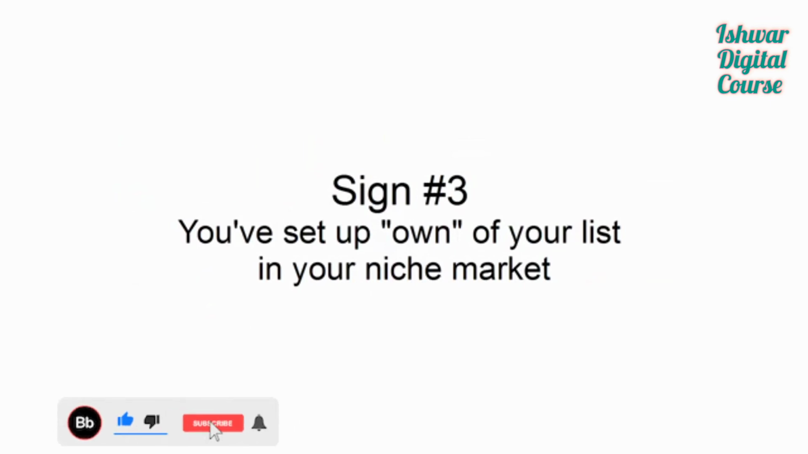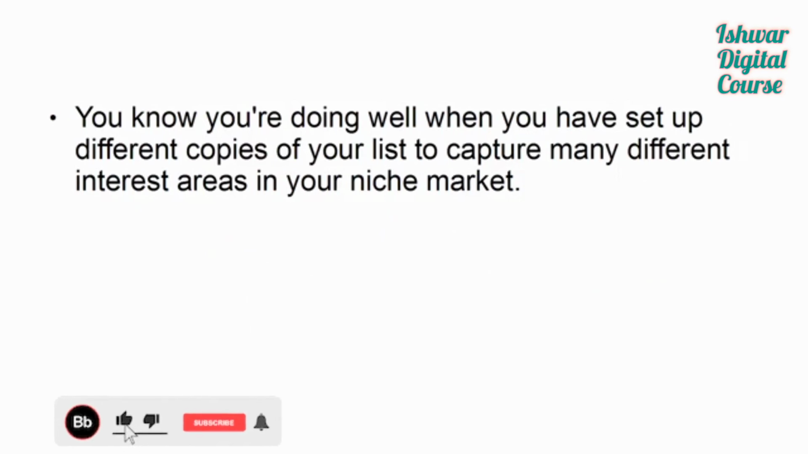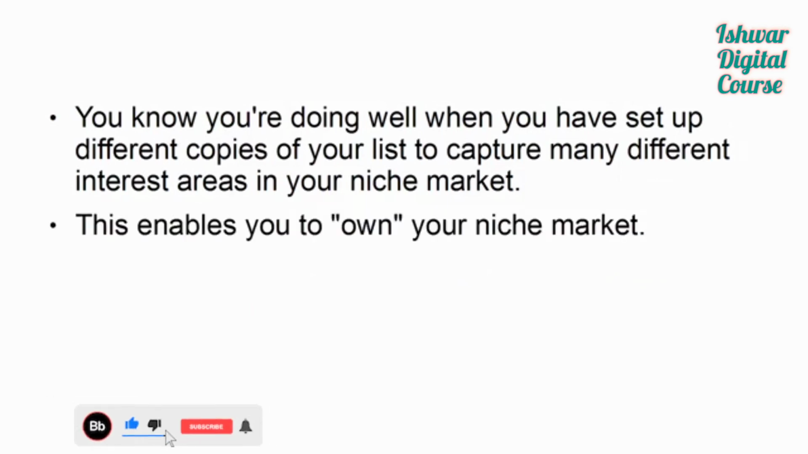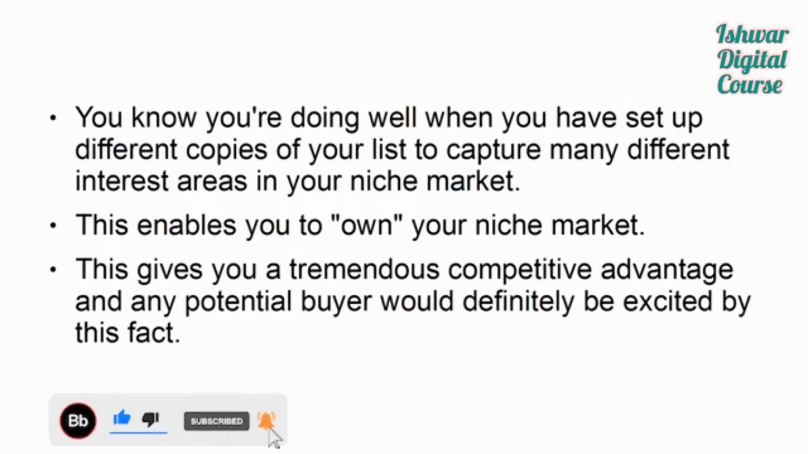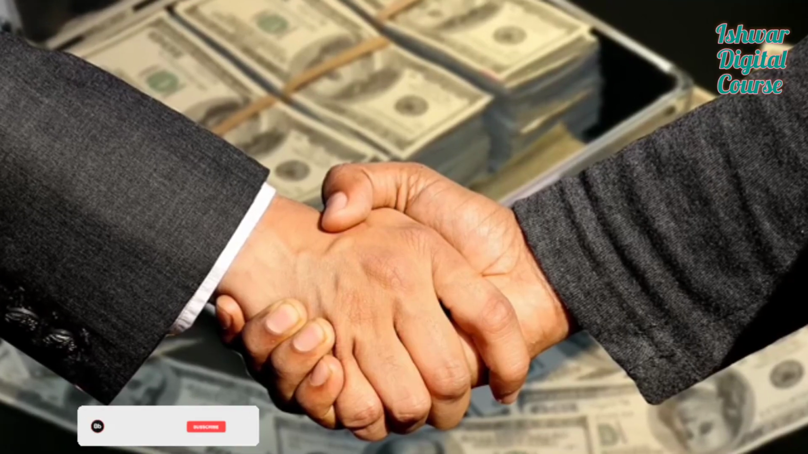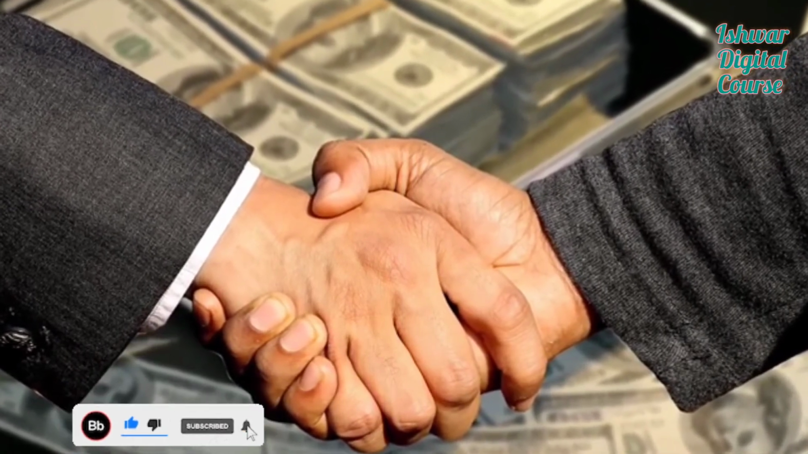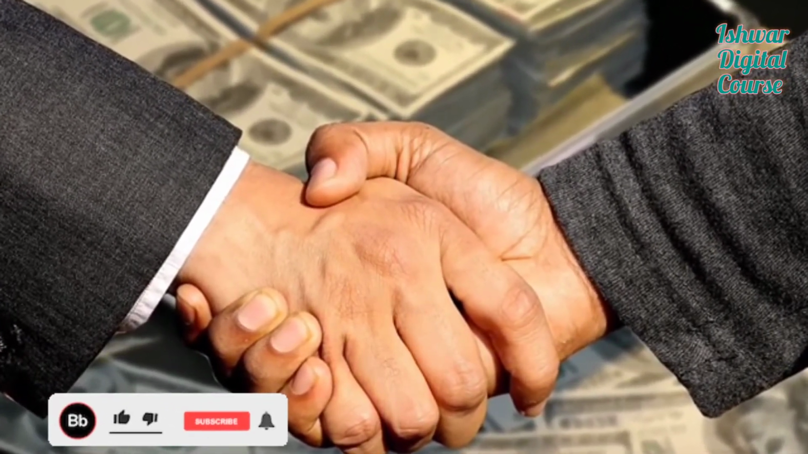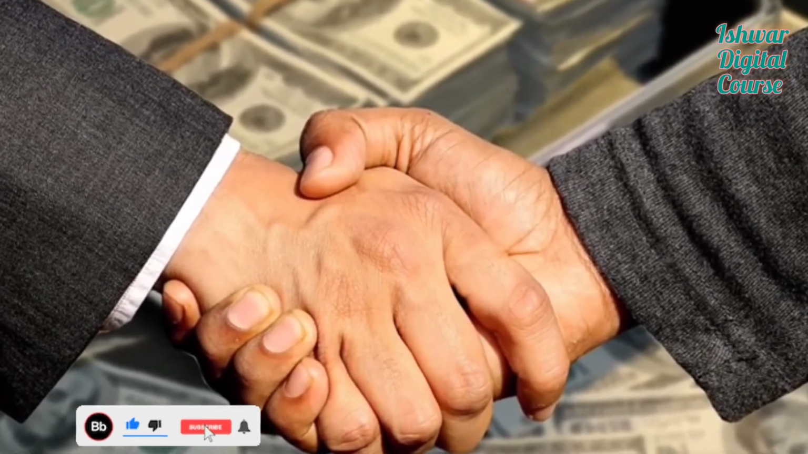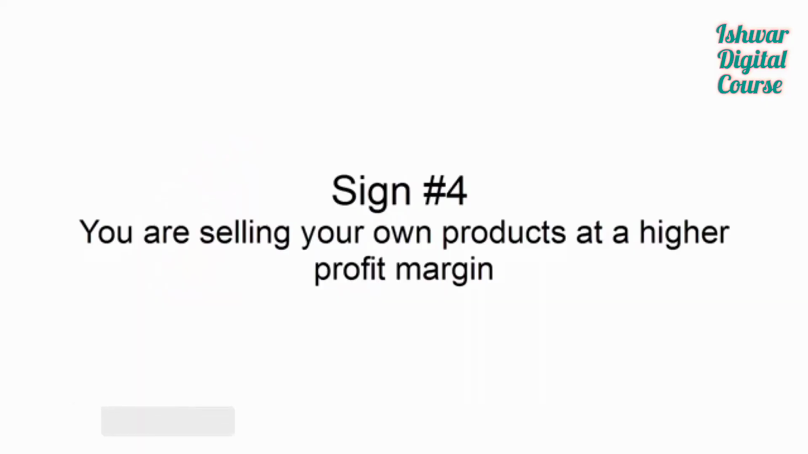Sign number 3. You've set up, or own, many copies of your list in your niche market. You know you're doing well when you have set up different copies of your list to capture many different interest areas in your niche market. This enables you to own your niche market. This gives you a tremendous competitive advantage, and any potential buyer would definitely be excited by this fact. They are more likely to pay top dollar because they are rest assured they are not just a secondary player. When you have scaled up to this extent, they have gained some assurance that they are actually buying into a dominant marketing position.